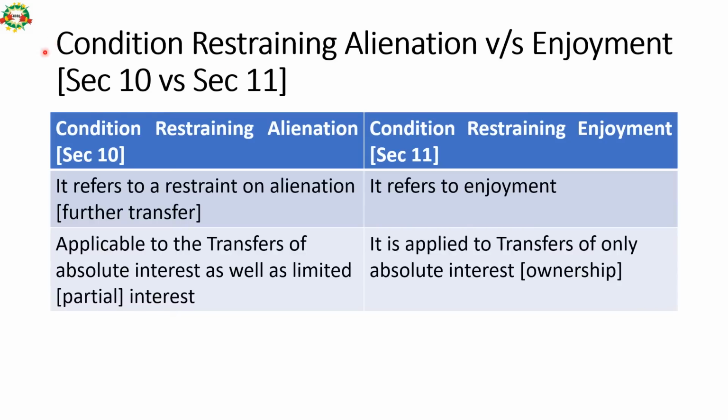So this is a comparative analysis between Section 10 and 11, condition restraining alienation and enjoyment. In case of condition restraining alienation, it refers to a restraint on alienation. This Act talks about further transfer, and this talks about enjoyment of the rights of the property. So this is the difference between Section 10 and 11.